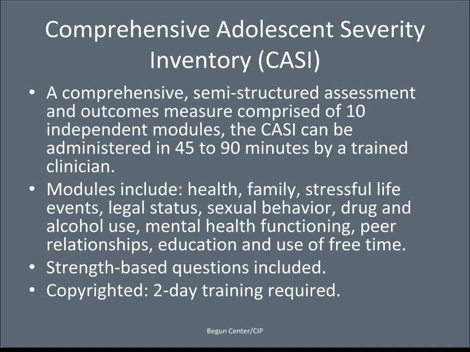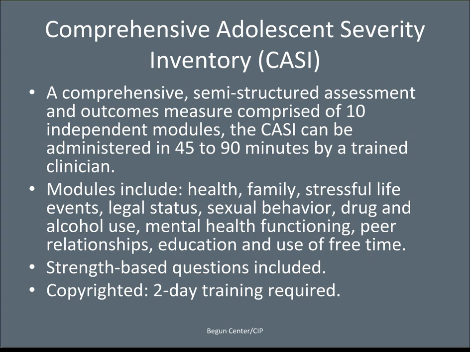Okay, and then the last one that we are going to talk about, Comprehensive Adolescent Severity Inventory, or the CASI. It's a comprehensive semi-structured, sound familiar from the last one? Semi-structured assessment and outcomes measure comprised of 10 independent modules. It can be administered in 45 to 90 minutes by a trained clinician. So, here we are taking a look at a lot more specific information, a lot more information, and so, an assessment tool is going to be a lot longer than a screening tool.